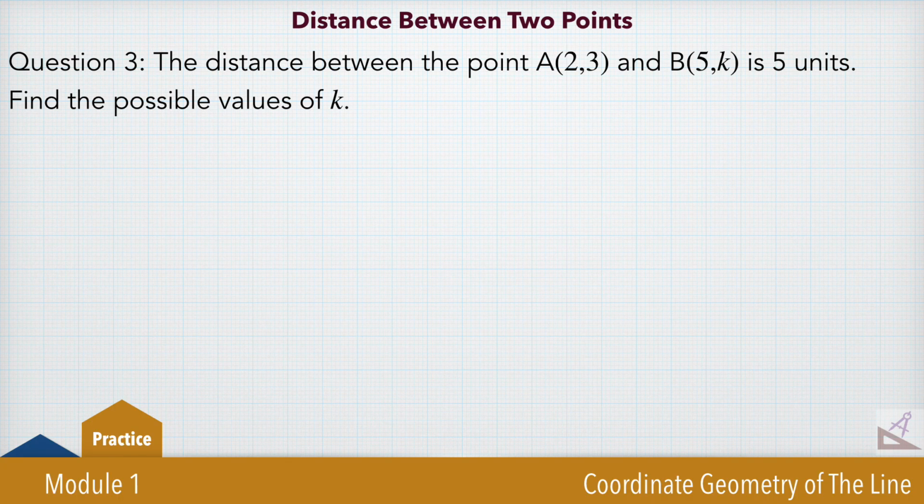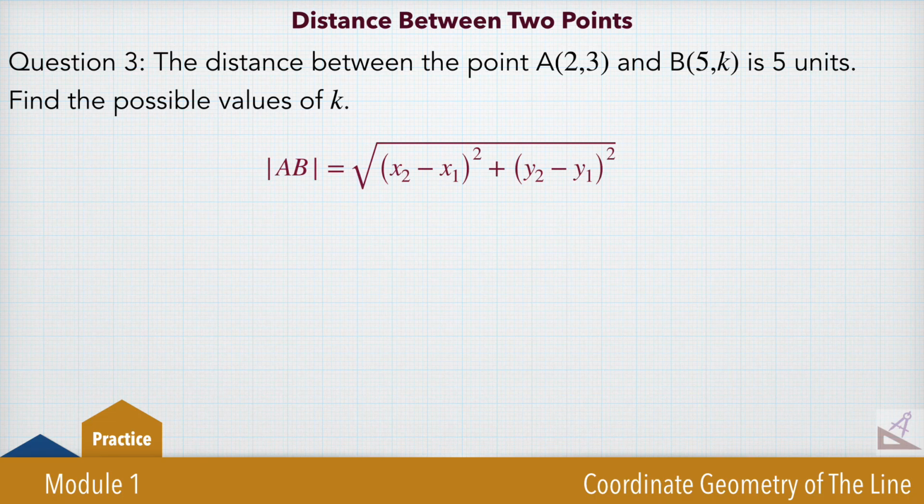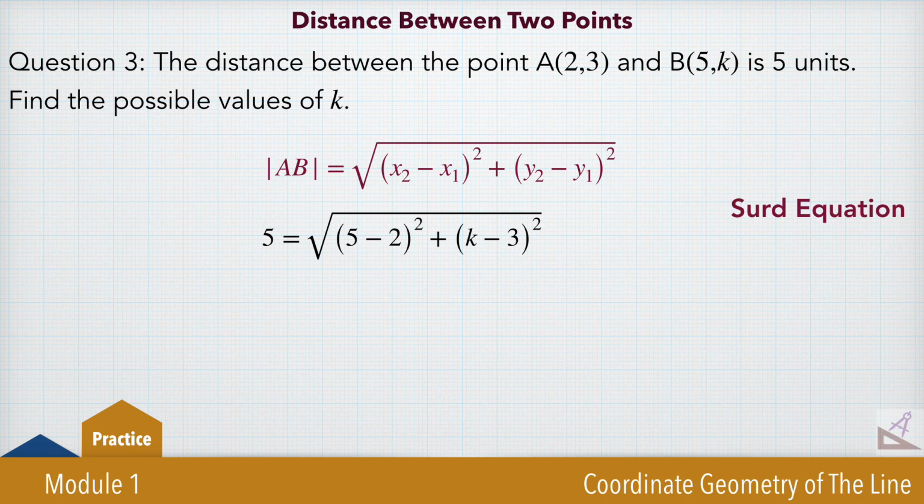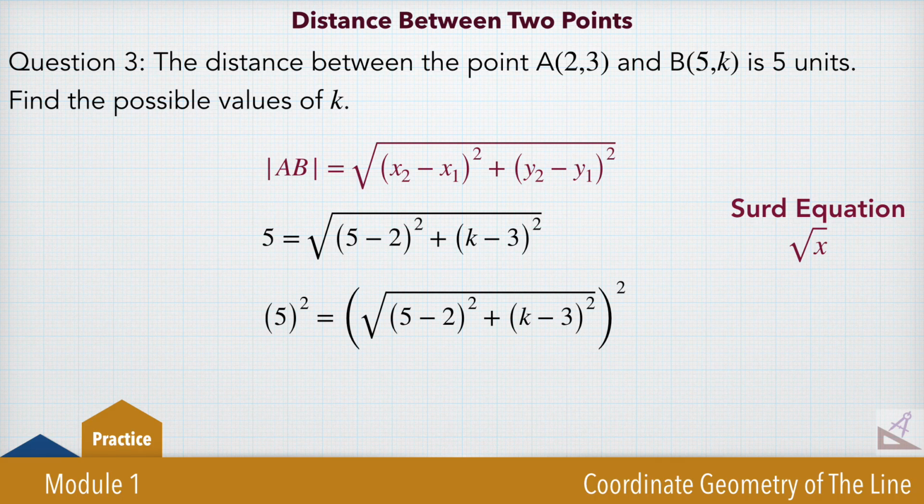In this question, we are given the distance between points A and B as 5 units, but one of our coordinates contains an unknown k value. In this type of question, we will use the converse of the distance formula. We will start by substituting everything into the formula as normal. The result is known as a surd equation, as we have a square root function over a variable. To solve a surd equation, we must square both sides of the equals and then simplify. The square of a square root removes the square root function.